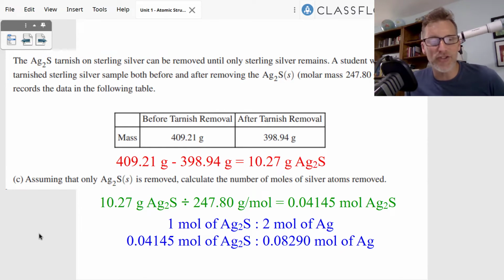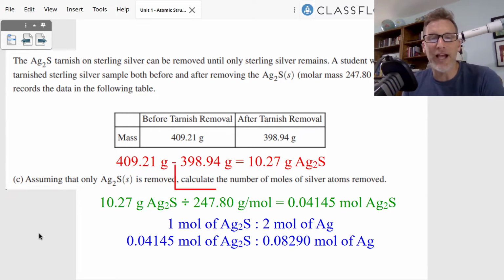As soon as you have grams, the only thing you can do is divide by the molar mass. And they gave us the molar mass in this problem. We divide by the molar mass, and that gives us 0.04145 moles of the tarnish, the Ag2S. Now keep in mind, you always want to put the number rounded to the correct significant digits, the units, moles, and what it's assigned to, the Ag2S.